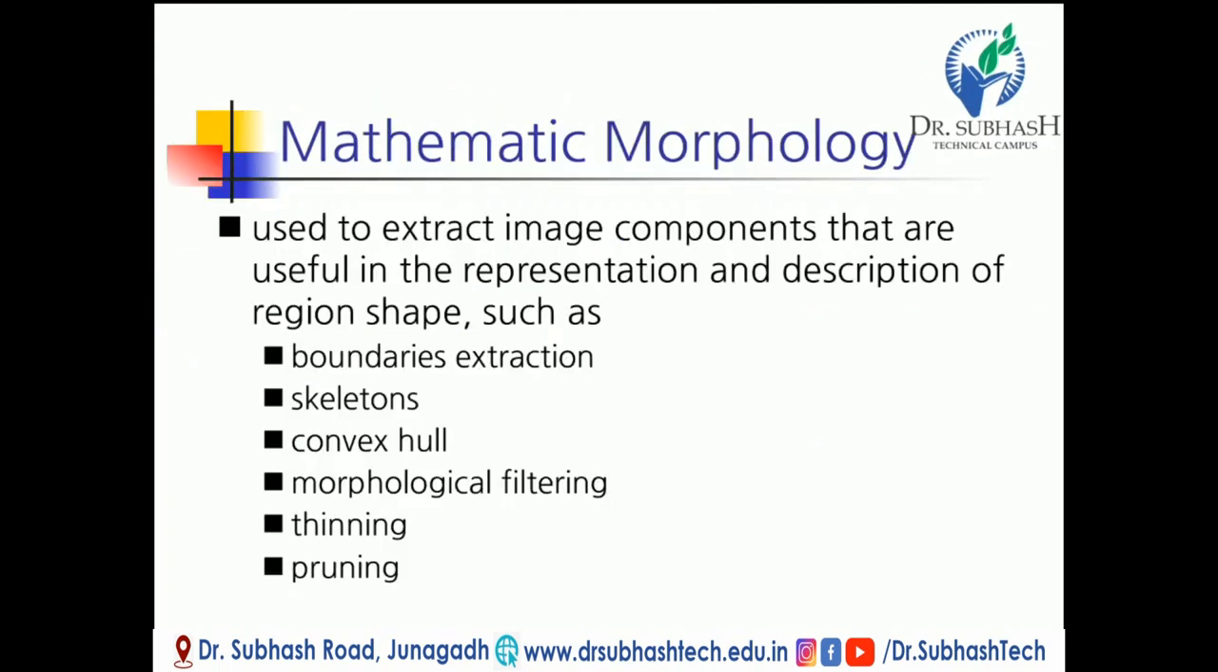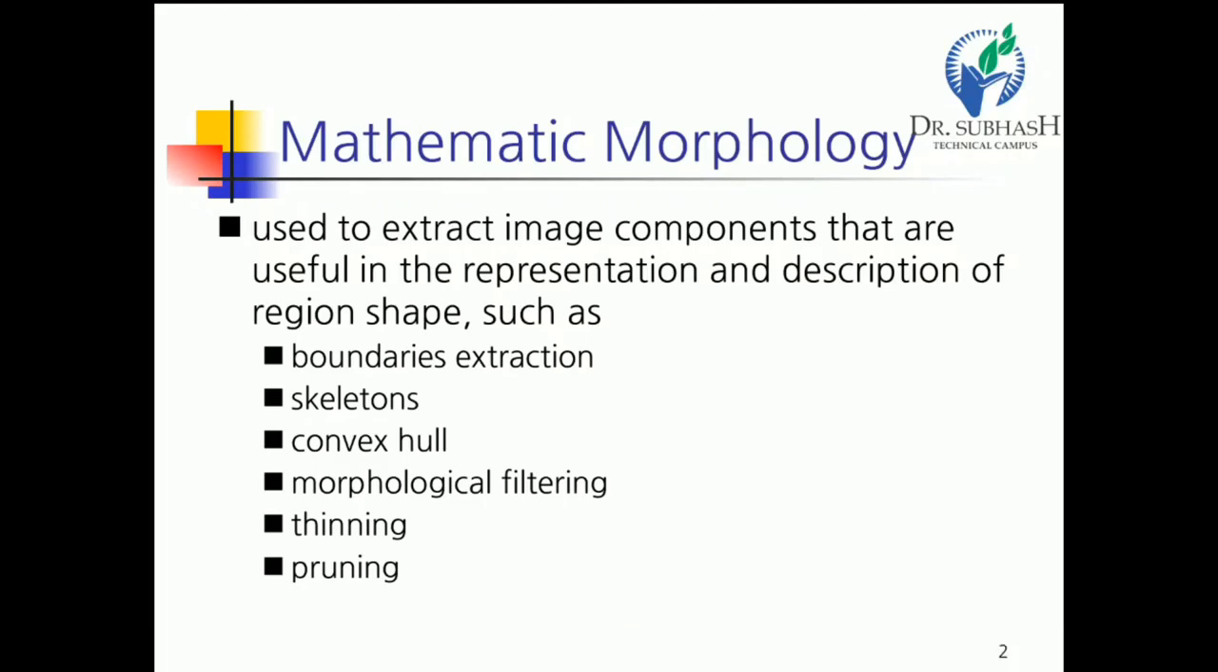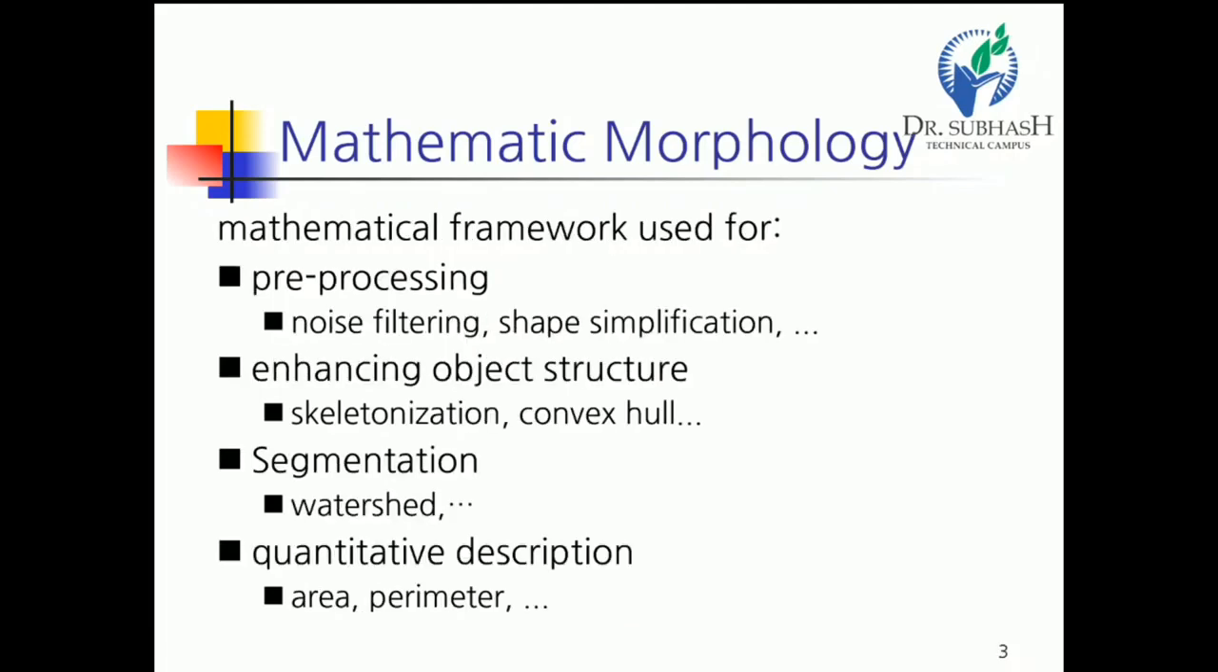So first one is mathematical morphology, which is used to extract image components that are useful in the representation and description of region shapes, such as boundary extraction, skeleton, convex hull, morphological filter, thinning and pruning. These are represented by using mathematical morphology. So basically we can utilize the 6 mathematical representations in mathematical morphology.